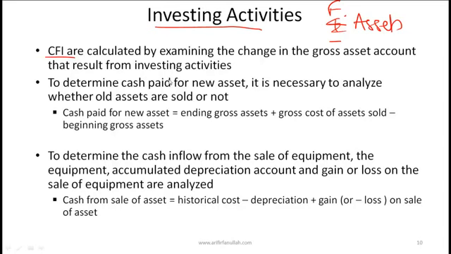So that's our CFI. And the two major sorts of questions that you will get on this: one has to do with figuring out how much cash you paid for assets in a given year, and the other has to do with how much cash you received from selling assets over a year. To determine how much cash you paid for an asset, it is necessary to analyze whether old assets were sold or not. So let us first take a simple scenario where an old asset was not sold.